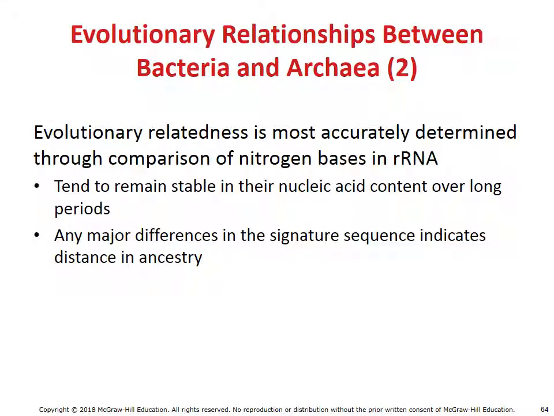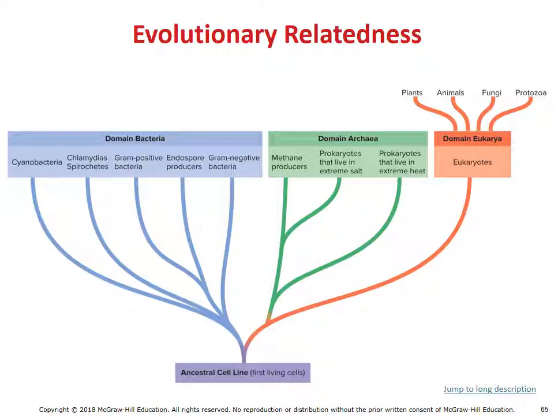Evolutionary relatedness is typically most accurately determined through that ribosomal RNA sequence like I talked about before. rRNA tends to be very stable, and as a result we can see where changes have occurred and where those changes most likely happened. So genetics has really totally reworked our classification system, allowing us to understand more about evolutionary history. You can see here this image of evolutionary relatedness.